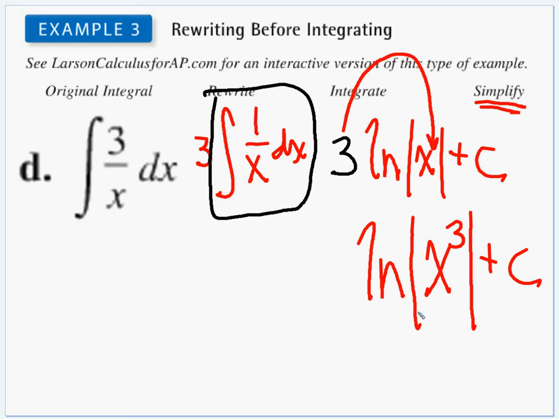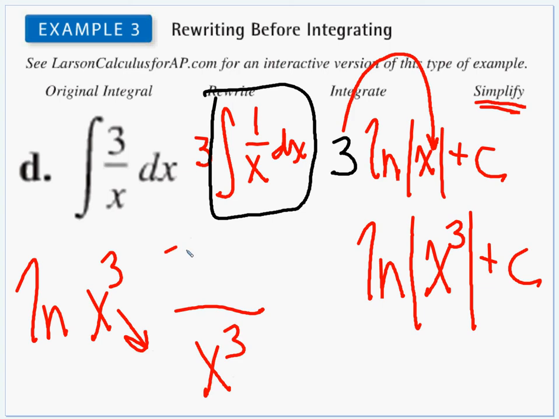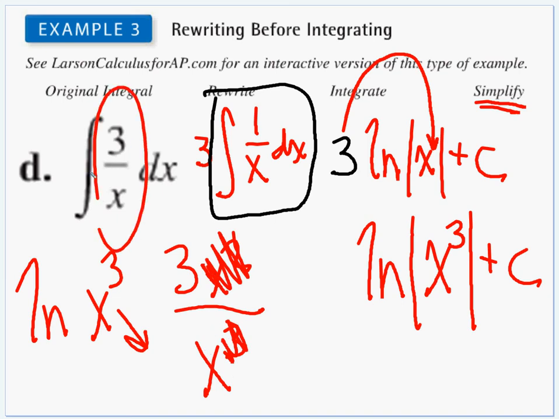If we derive this, we should get back to where we started. The ln of x cubed, remember that would be u prime over u, so our u is x cubed. Derivative would go on top, 3x squared, and we could reduce these down and knock that down to first power. We're back to 3 over x. Oh, and of course the constant would derive away.